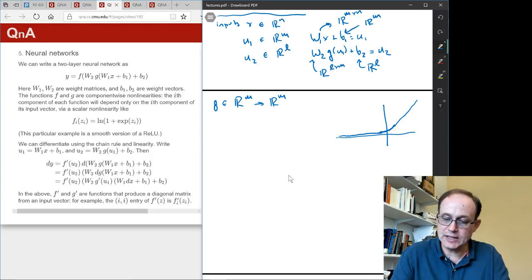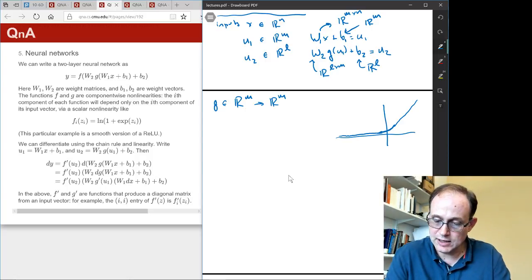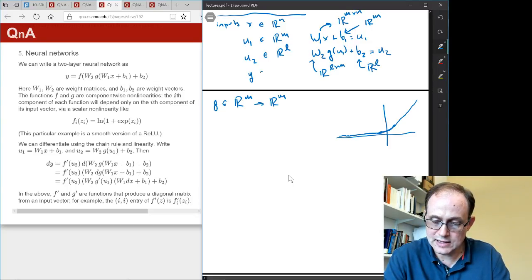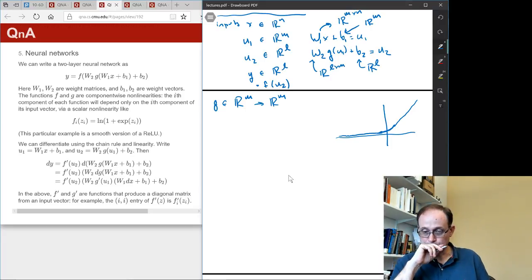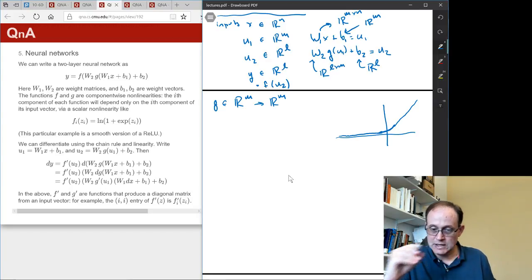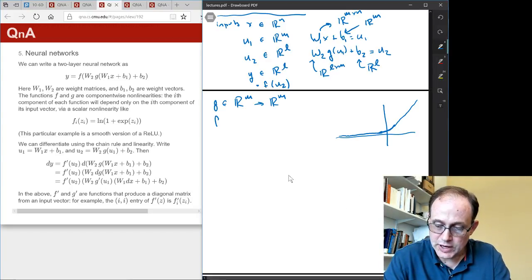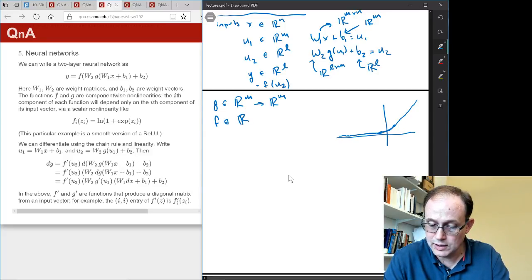And then finally, I guess I should say that y is in RL, and y is equal to f of U2, and f is again a component-wise nonlinearity. And so I should write, just to be complete, f is a function that maps RL to RL.